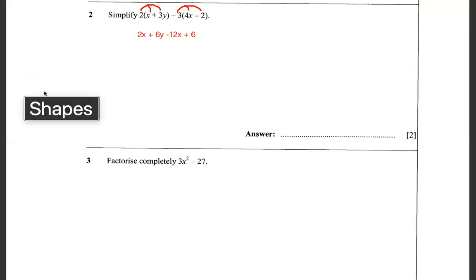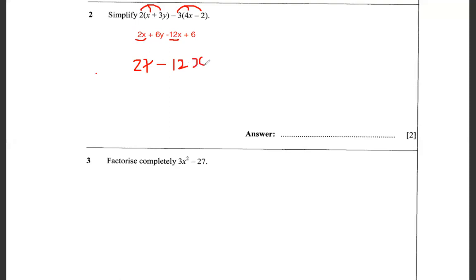So from here, the only thing that we have to do is to collect the like terms, and the like terms are this term as well as that. So we'll have 2x minus 12x plus 6y and plus 6.